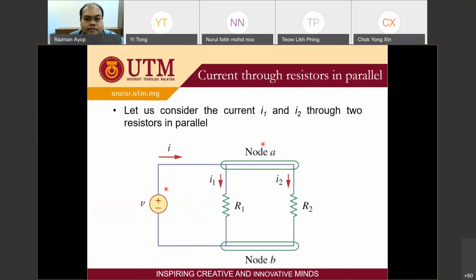Okay. So this is the current divider. Basically, the current here is divided into two resistors. We have the current here, and we don't know the current that goes through here and the current that goes to here. So we use the current divider rule.